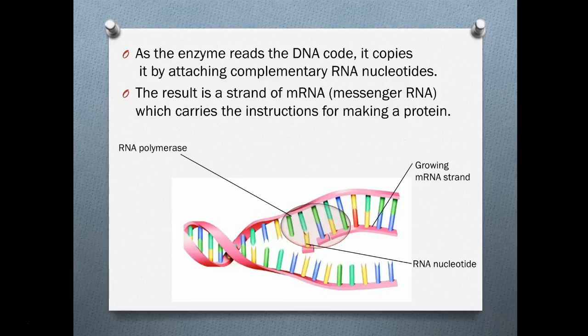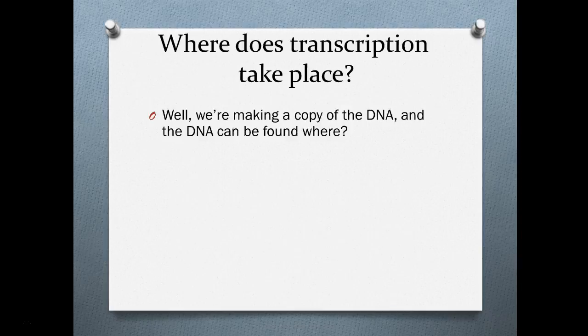And the RNA nucleotides bond just the same way as the DNA nucleotides do. C to G, G to C, T bonds with A. Now the only thing is that RNA doesn't have any T. So when it reads an A on the DNA, instead of bonding a T, it's going to bond a U, which stands for uracil. So when it's done reading that gene, what results is a strand of messenger RNA. It's called messenger RNA because it's carrying the message or the instructions for how to make one particular protein.